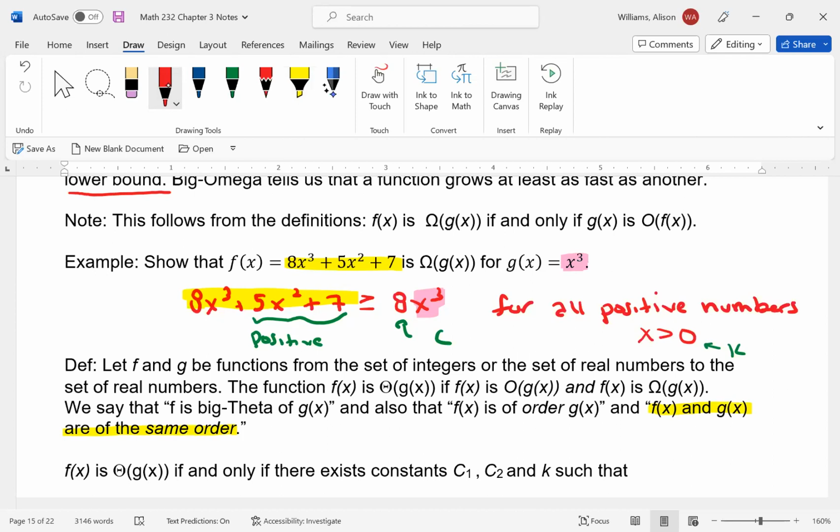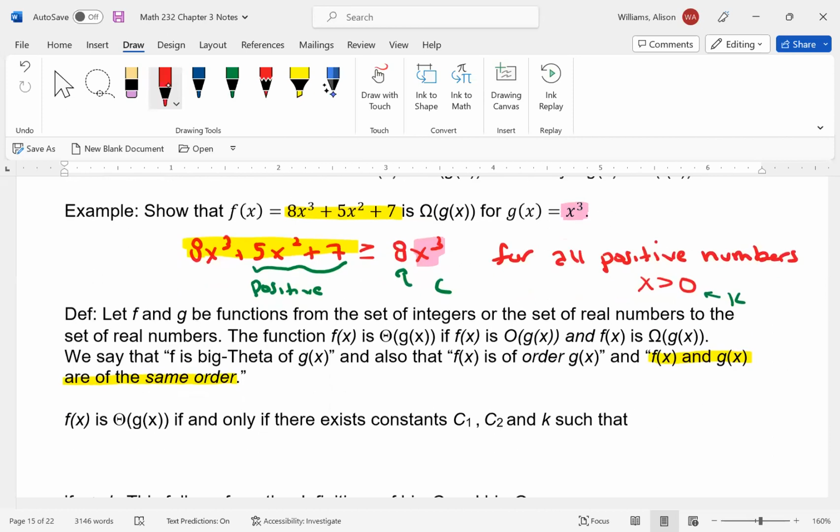Or another way of saying that is that f is big omega and big O of g of x. Okay, but here's where it boils down. Here's the useful part.